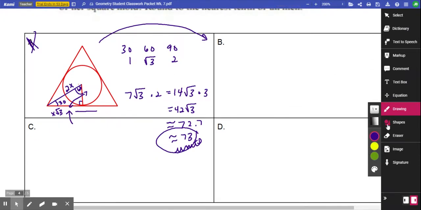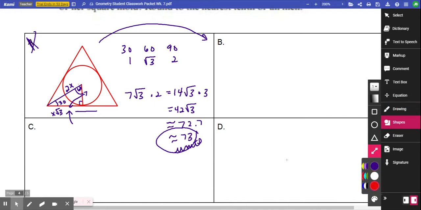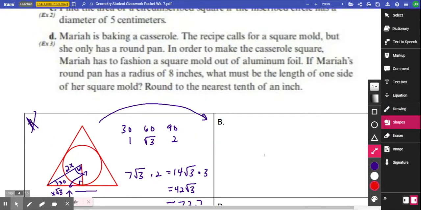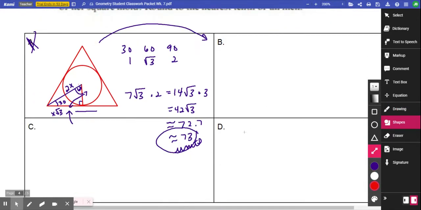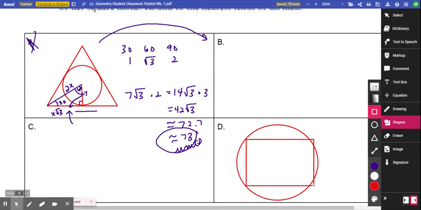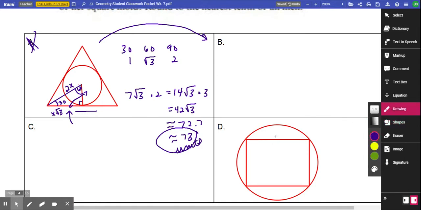So let's look at this. I'm going to draw these shapes here. So she needs to have a square mold, but she only has a circle. So I'm going to draw a circle here, and then we're going to put a square mold in here. Mine's looking a little rectangular. Let's just pretend it's a square, though. I'm just going to use tick marks here to show that these are all supposed to be congruent, right?